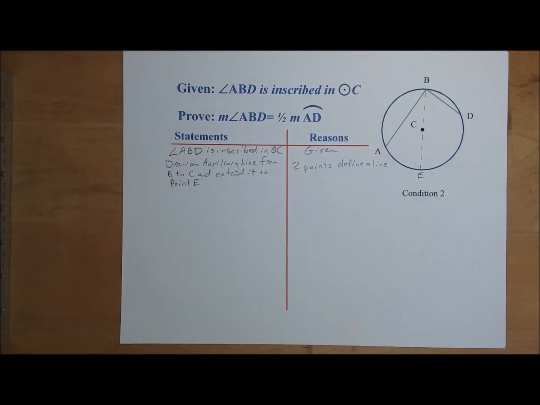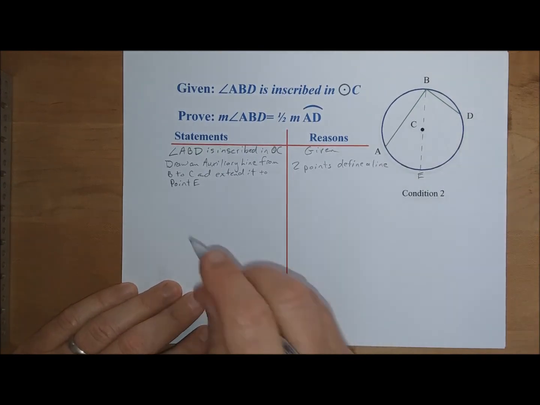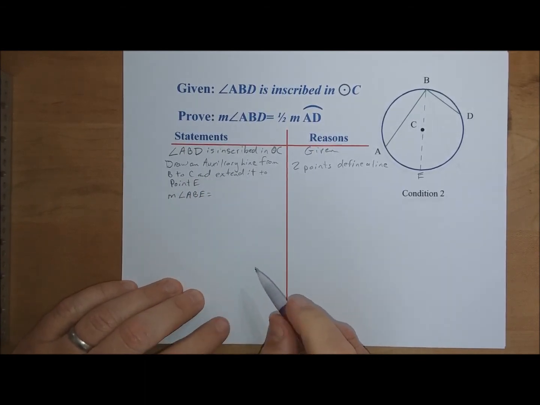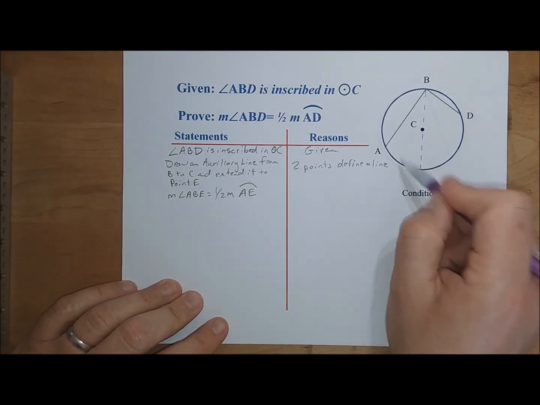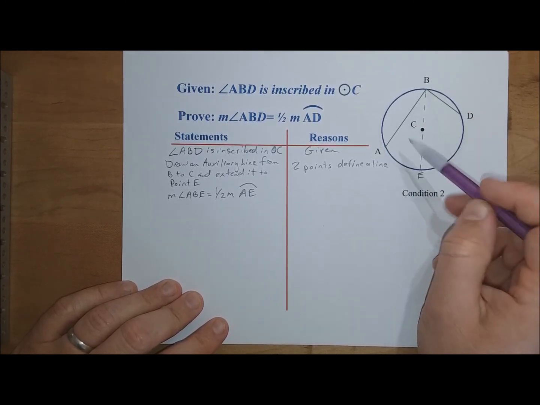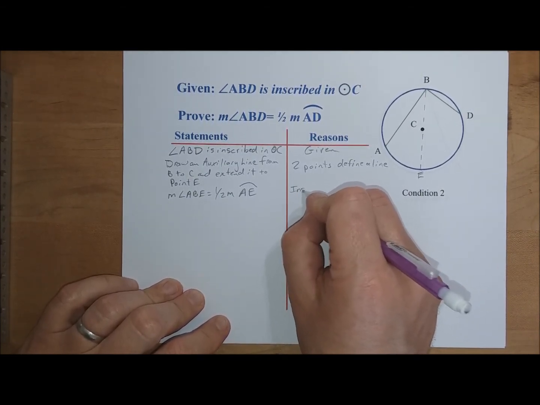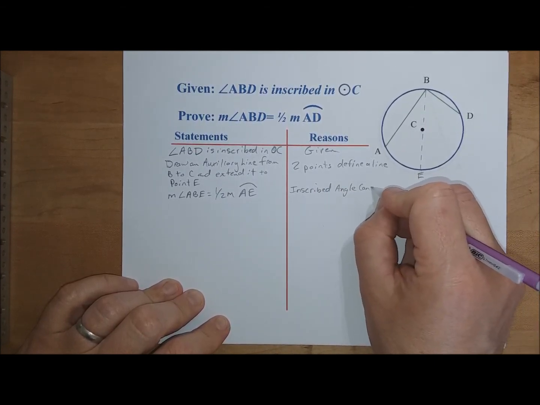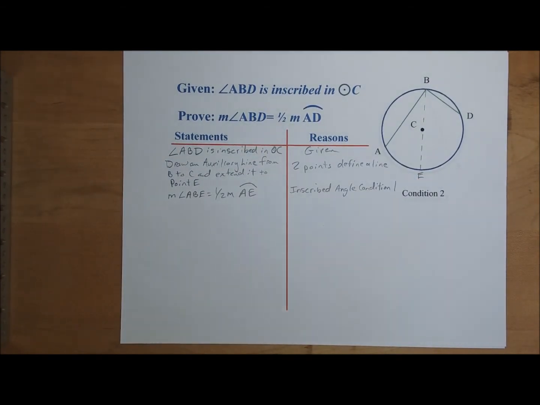Okay, and where do we want to go with this now? So I'm looking at the measure of angle ABE. This is a condition that we already proved. So I'm comfortable saying now that the measure of angle ABE equals 1/2 the measure of arc AE, this arc that it intercepts. This inscribed angle equals 1/2 the measure of this arc. And the reason is, I'm going to just call that inscribed angle condition 1, because we've already proven it. Once you've proven something, it goes in your bag of tricks, and you own it, and you can use it any other time you want.